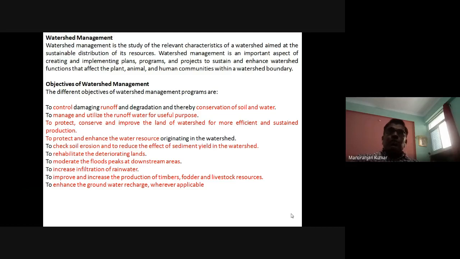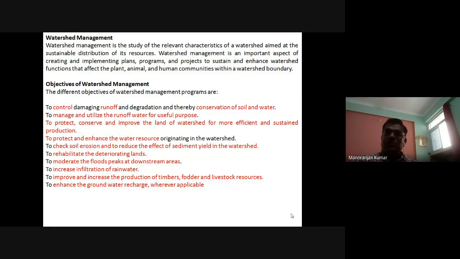It helps to rehabilitate deteriorating land. If soil erosion takes place, then the land will be deteriorated and damaged, so it helps to rehabilitate that deteriorated land. Also, it helps to moderate the flood peaks at downstream areas, to increase the infiltration of rainwater, and to improve and increase the production of timber, fodder, and livestock resources.